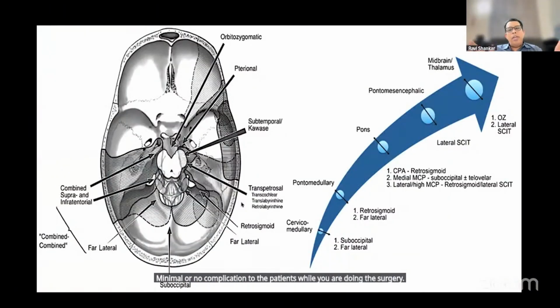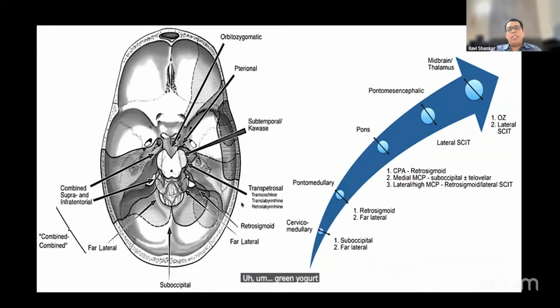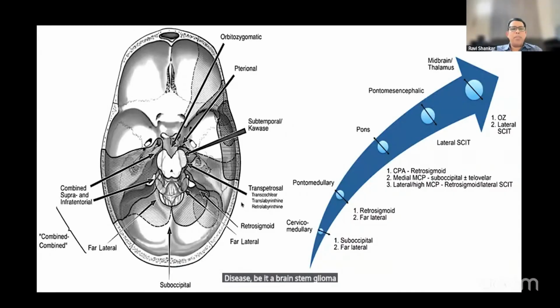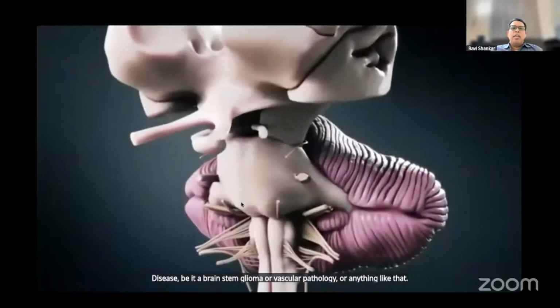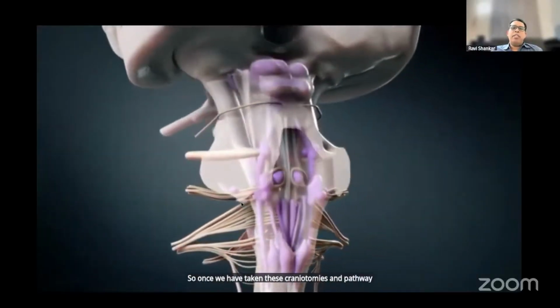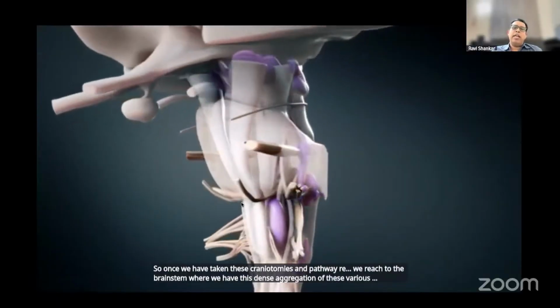So if you really know that, you will select the right pathway, craniotomy, or approach for the patient. For example, these are various craniotomies and surgical pathways that we take to approach a brainstem disease, be it a brainstem glioma or vascular pathology or anything like that. Once we have taken these craniotomies and pathways, we reach the brainstem, where we have a dense aggregation of various structures ahead of us.